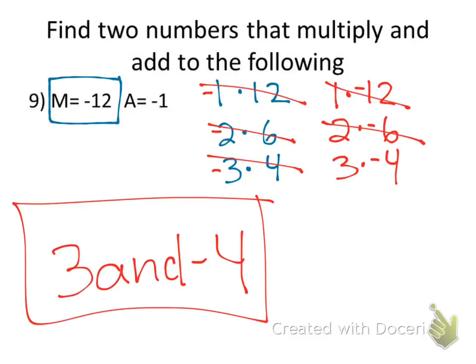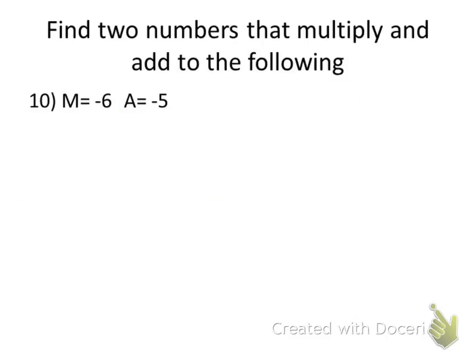All right, one more. So I want to multiply to -6, add to -5. What are the ways to make a 6? Don't even worry about the signs at first. 1 and 6, 2 and 3.